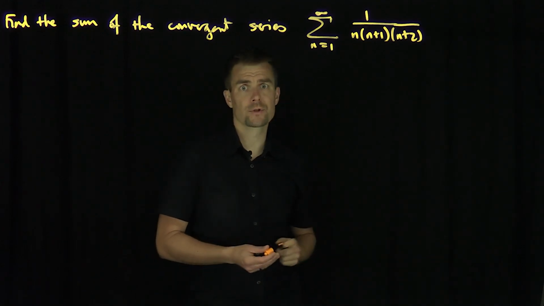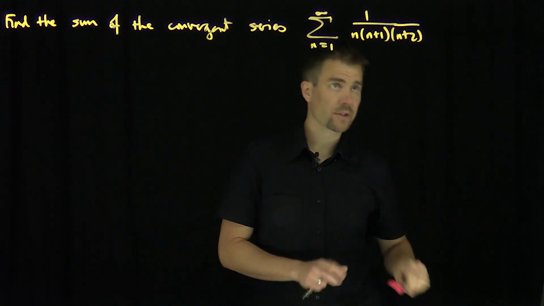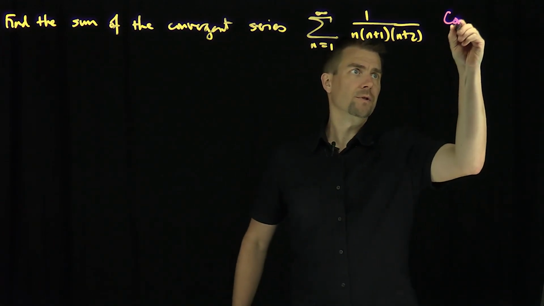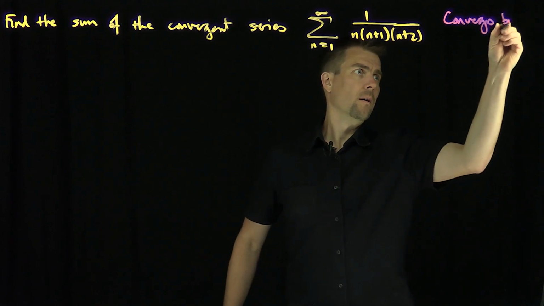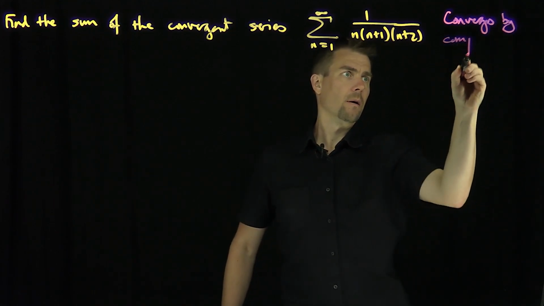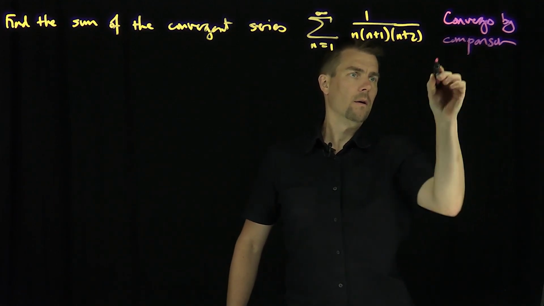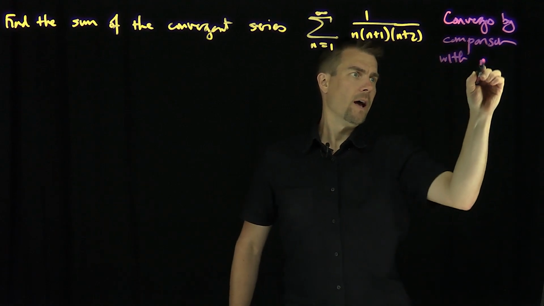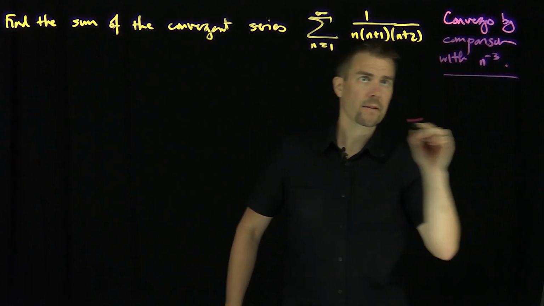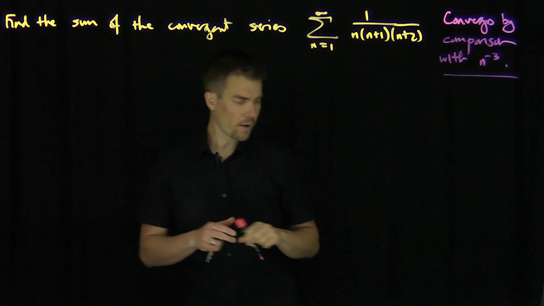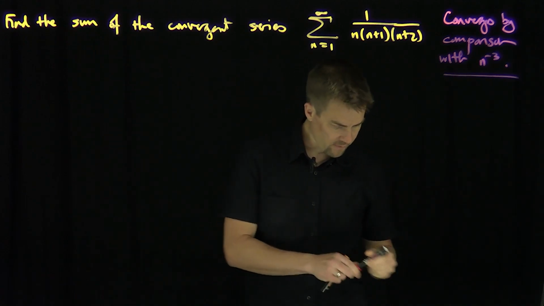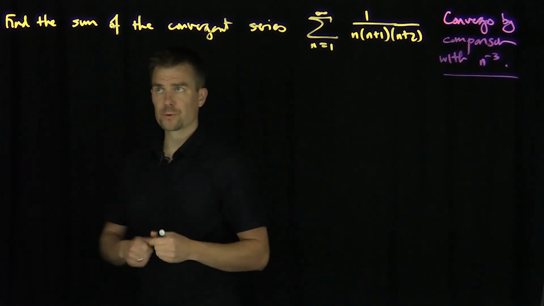And we know the series converges by comparison with n to the -3. This thing is definitely going to be smaller than that, okay? Good. And it's not negative. So what we're going to do is use partial fractions.